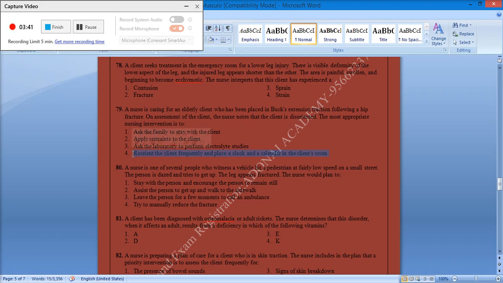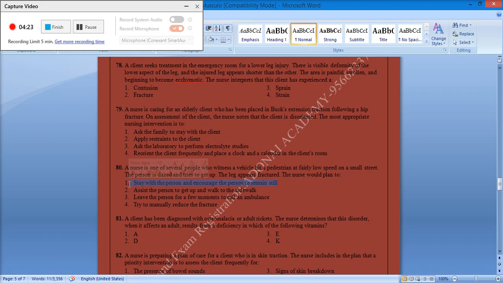80. A nurse is one of several people who witness a vehicle hit a pedestrian at fairly low speed on a small street. The person is dazed and tries to get up. The leg appears fractured. The nurse would plan to: 1. Stay with the person and encourage the person to remain still. 2. Assist the person to get up and walk to the sidewalk. 3. Leave the person for a few moments and call an ambulance. 4. Try to manually reduce the fracture. The correct answer is 1. Stay with the person and encourage the person to remain still.